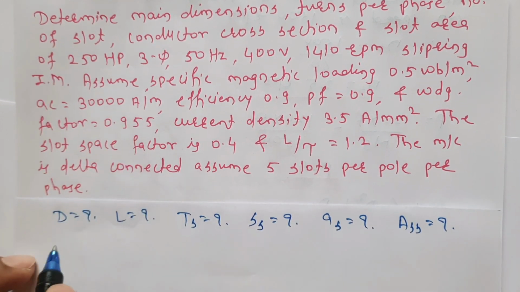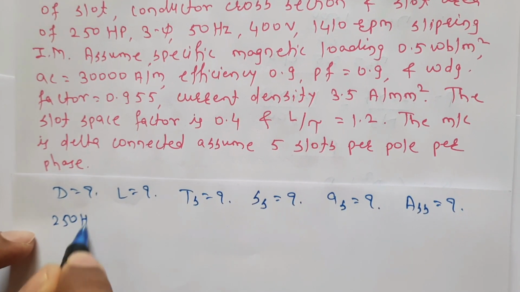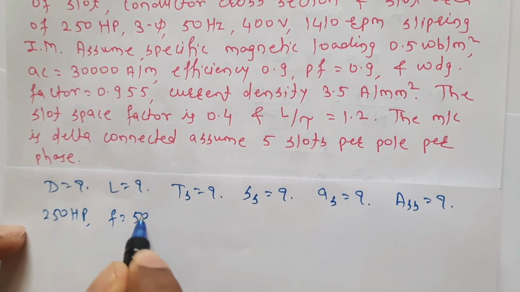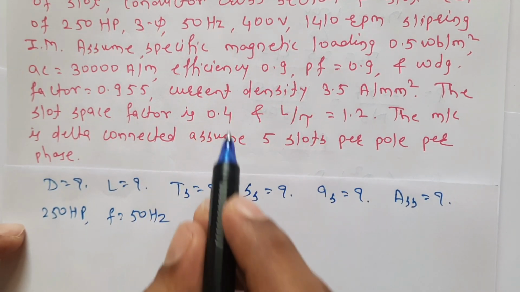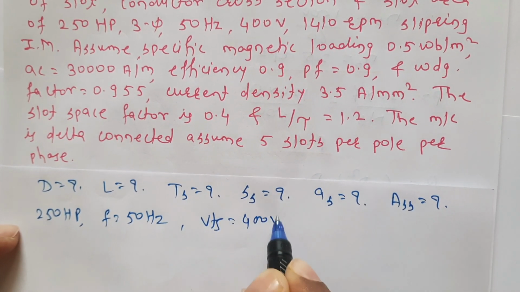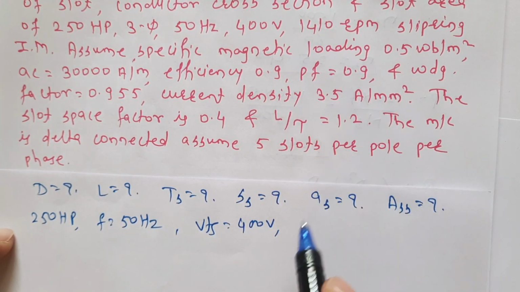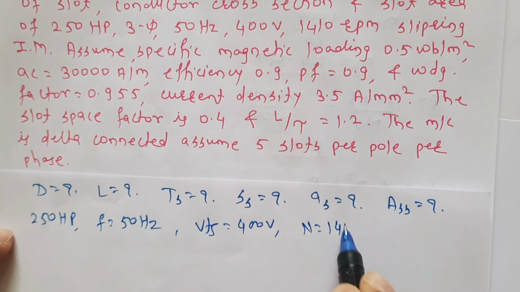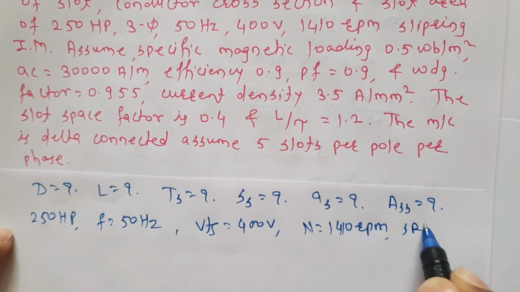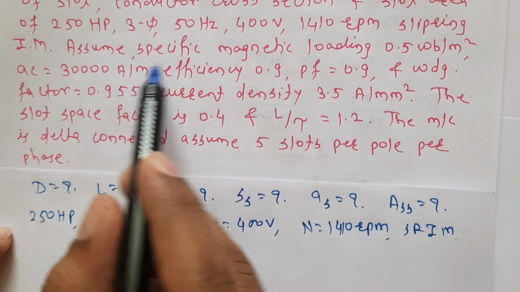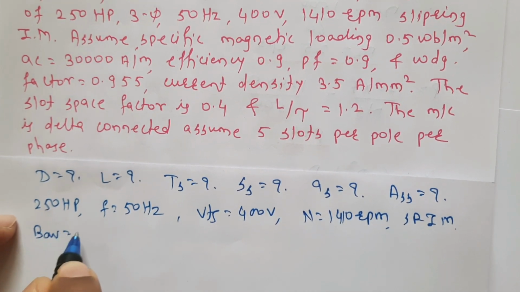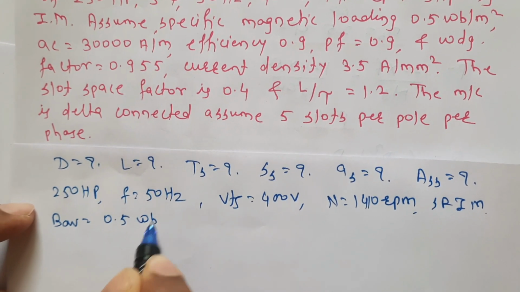For a 250 HP motor output, 3 phase, 50 Hz, that is F is equal to 50 Hz, stator voltage V is equal to 400 volt, speed N is equal to 1410 RPM, slip ring induction motor. Assume specific magnetic loading, that is BAV, is given as 0.5 Weber per meter square.